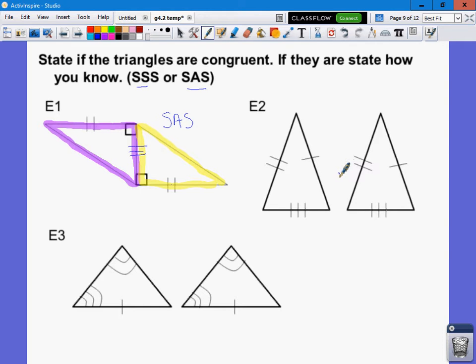Example 2, can I state that these are congruent? Yes, this one would be side, side, side. Example 3, can I state that these are congruent? No. They gave me an angle and a side, and I don't have anything that does that at this point. Everybody understand what these questions are asking?